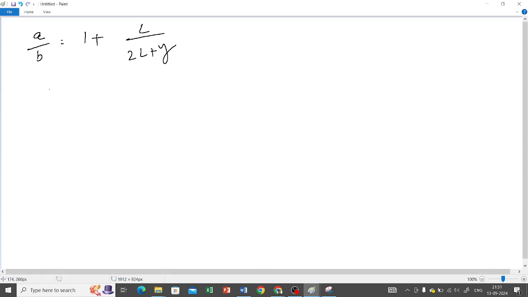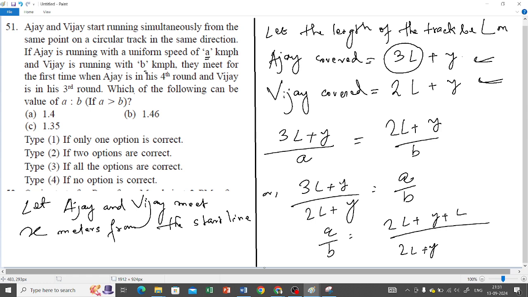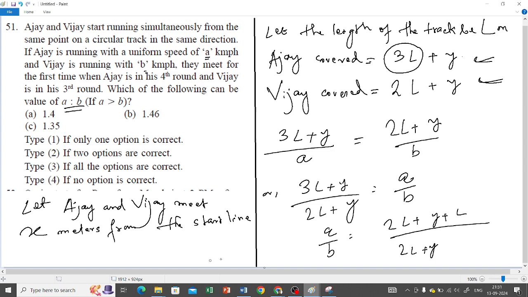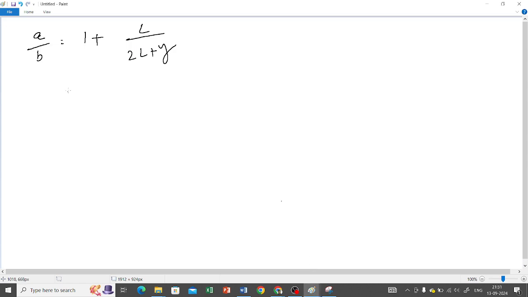This is what we have. Now the question is, which of the following can be the values of A is to B? A, B or C, type 1, type 2, type 3, all these types are given. So what can be the values? You see, if Y is 0, which is the minimum value of Y, because L cannot be 0. L is the length of the track. L cannot be 0, Y can be 0. If Y is 0, then what is A by B? 1 plus half, that is 1.5.